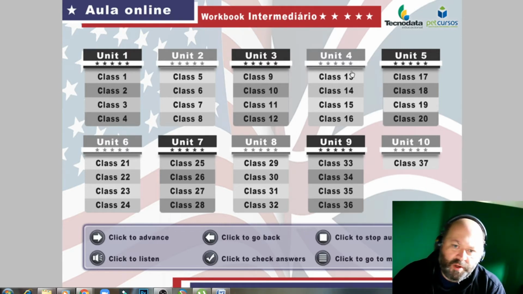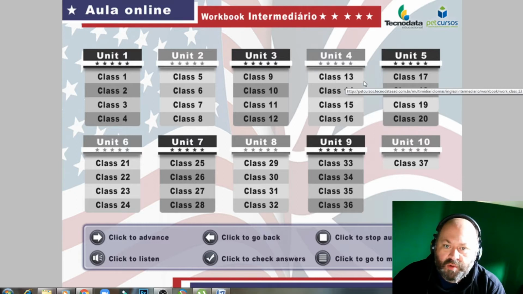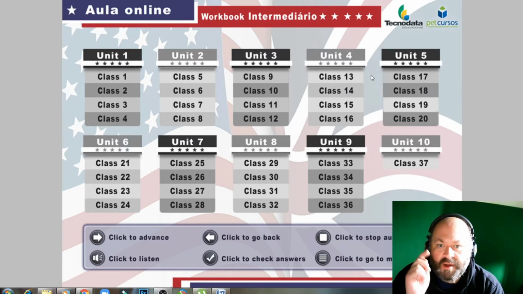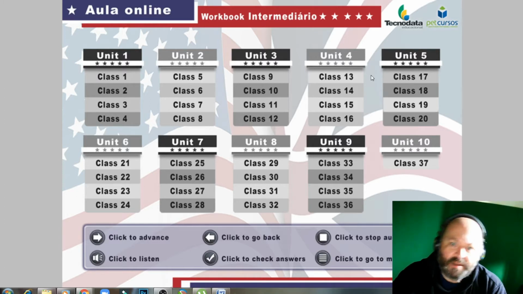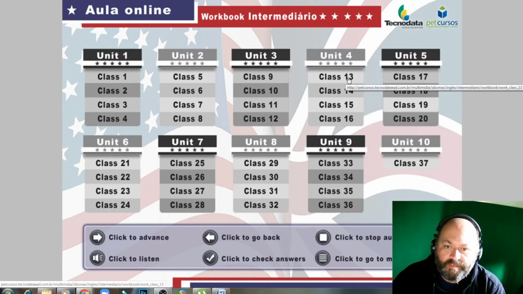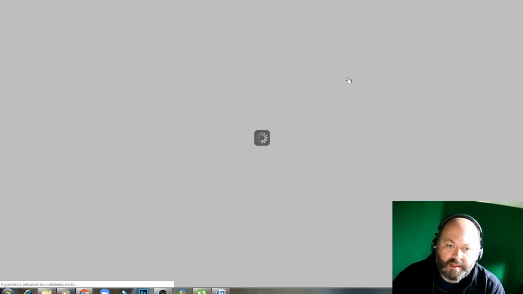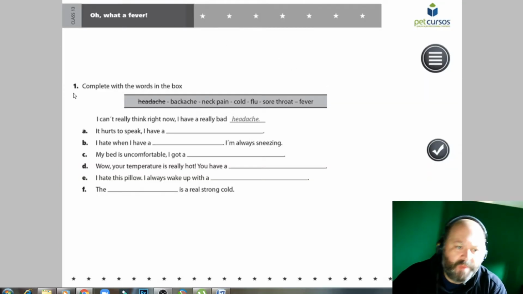So we are on Unit 4. Now we are going to correct Class 13 and go to Class 14. First get your workbooks and let's do the activity. Remember, if you haven't done the workbook, you have to stop the video, do the activities, and then you can come back to correct. Okay, so let's go for Class 13, the correction.